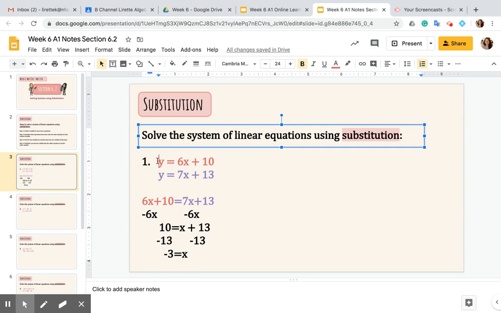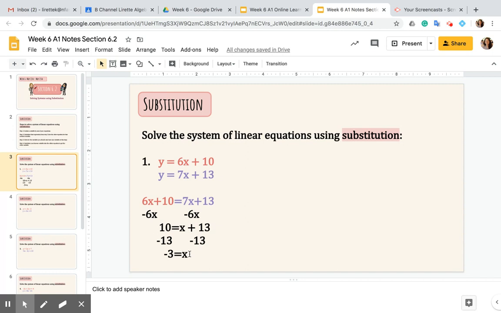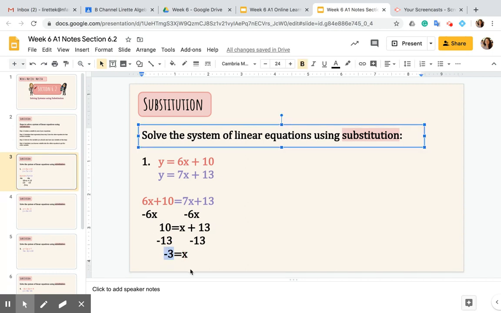So you could actually solve this by graphing probably and get your ordered pair. But substitution sometimes is just a nicer way. Sometimes it could be a little quicker than graphing, okay? It's always good to have an arsenal of different strategies. All right, so step 4, substitute your known variable into either equation to get the other. Well, my known variable is x. I know that x is negative 3.